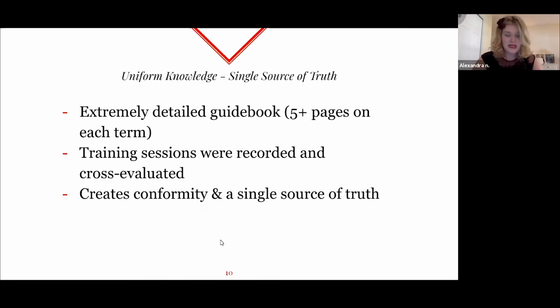So after they created this metadata taxonomy, they released it, but they didn't just release the taxonomy. They also released what I like to call uniform knowledge. As part of that, they created an extremely detailed guidebook, around 5 or so pages on each term. And they use that guidebook to cross-evaluate training sessions across the syndicate. This is very obvious in how it creates consistency, because it really creates conformity and promotes a single form of truth. It's very hard to argue on something when there's only one form of truth.